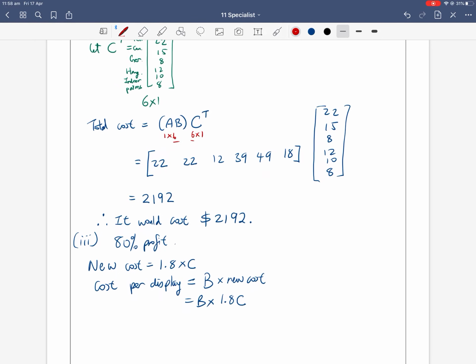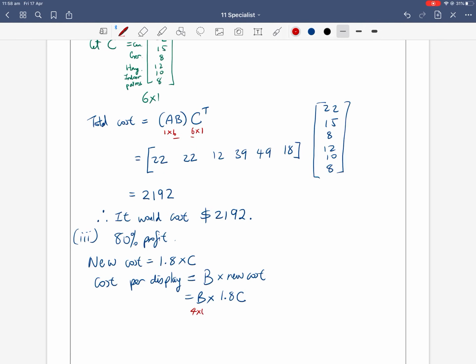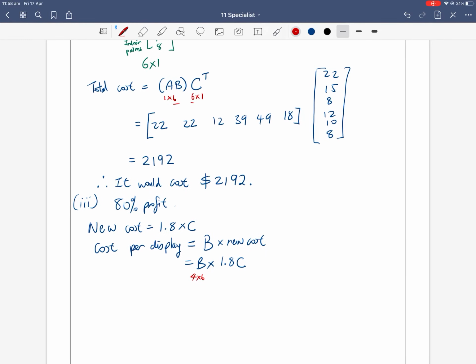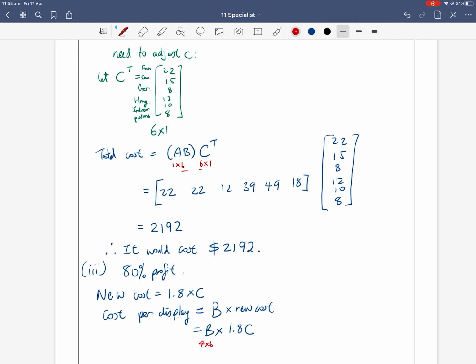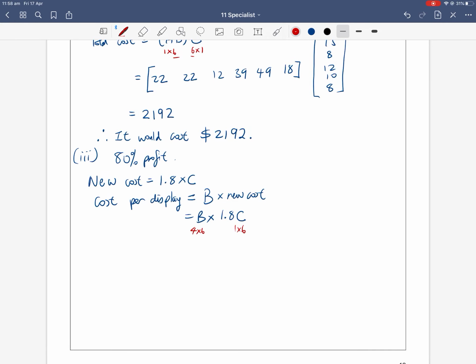Now again, be careful of your dimensions. So B was a 4 by 6 matrix. 1.8 is treated as a coefficient, so you can pull it out in the front and multiply it in later. Well, C is at the moment a 1 by 6 matrix, right? And this is where we come up with the same issue as last time. The inside dimensions don't match up. How do we fix that?